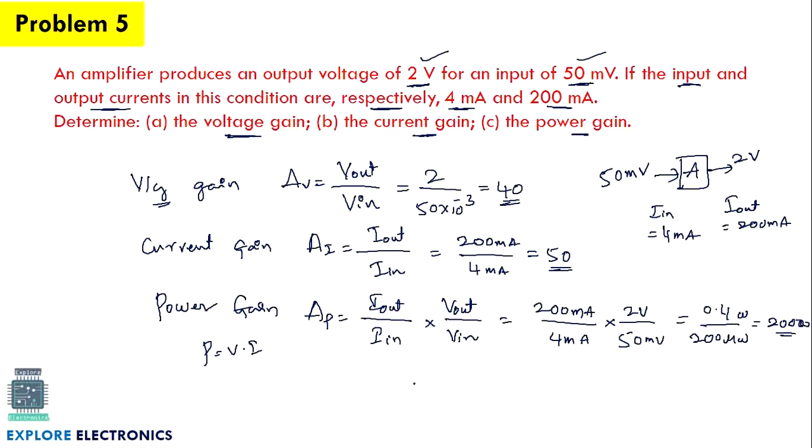Otherwise, you can calculate this power gain. Let me write it as AP as AI into AV also. This is P is equal to I into V or V into I. So we have calculated the current gain as well as the voltage gain here, so that we can calculate the total as 2000. This is how we can solve the problems on this amplifier.